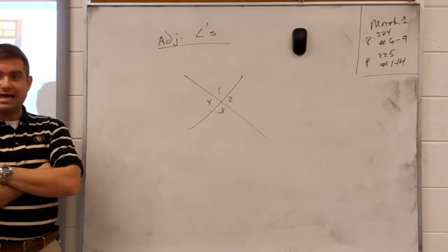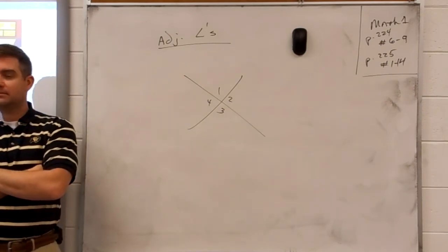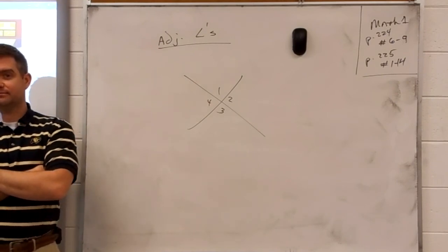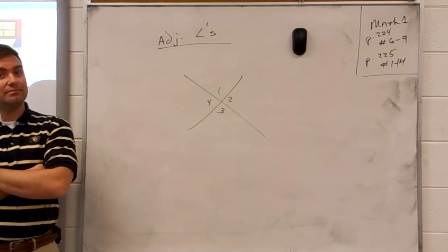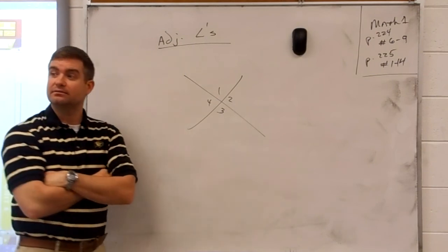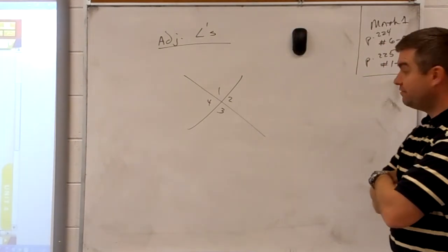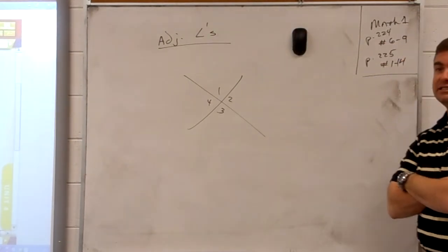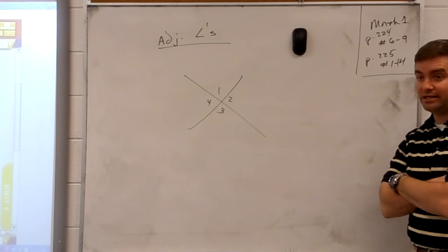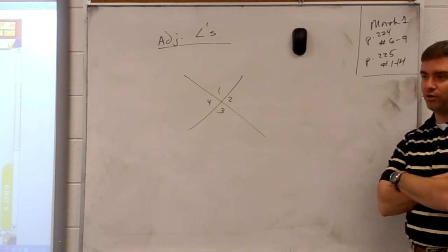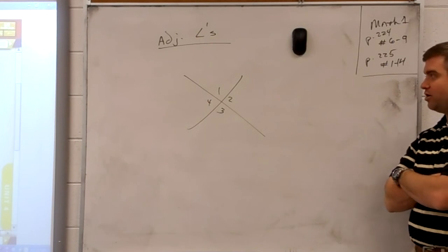Angle 1 and angle 2, are they adjacent? Yes. How about 2 and 4? Are 2 and 4 adjacent? They don't overlap, but they're not side by side, right? They don't share a side. 2 and 4 are not adjacent. Tricky, tricky. Write it down if you didn't know that. How about 1 and 4? Are 1 and 4 adjacent? Yes, they are.